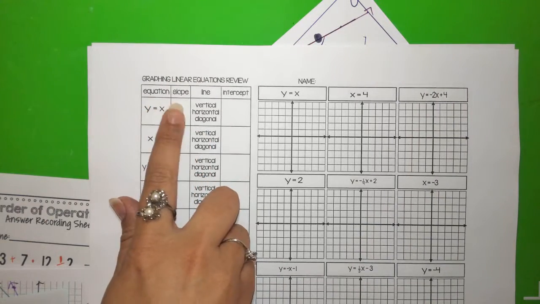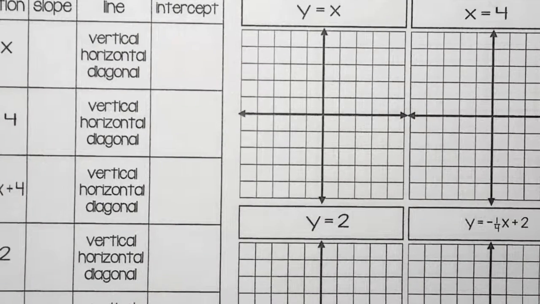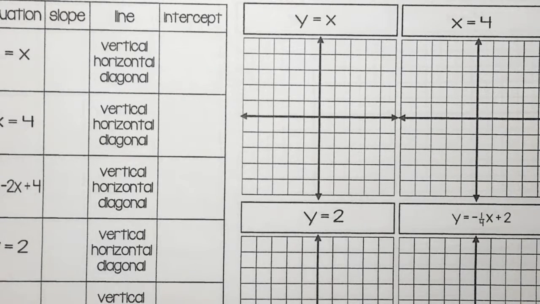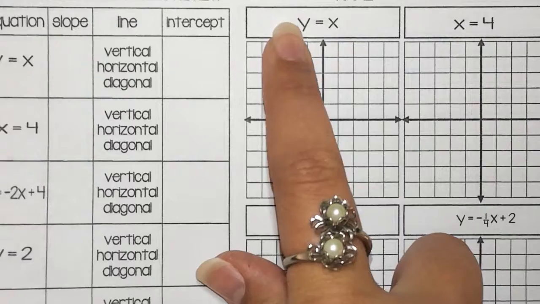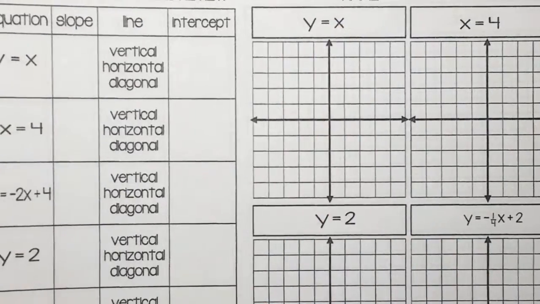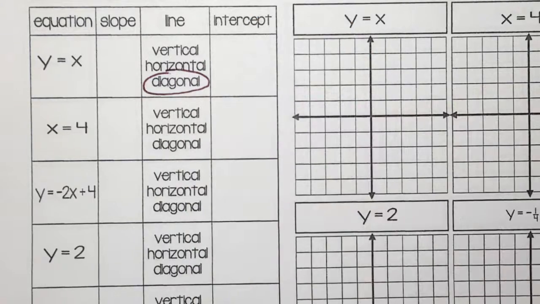Where it says the equation, slope, line, and intercept, we're going to define the slope. We're going to identify the y-intercept, and you're going to tell me whether it's a horizontal or a vertical line. Now, looking at this one, y equals x. Does it have a y and an x in it? Yeah. So that means it's going to be diagonal. Everybody circle diagonal.